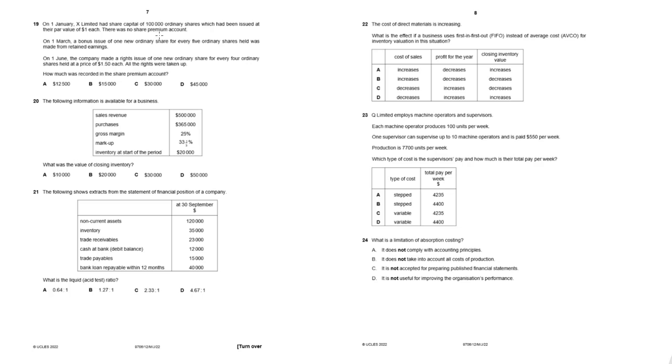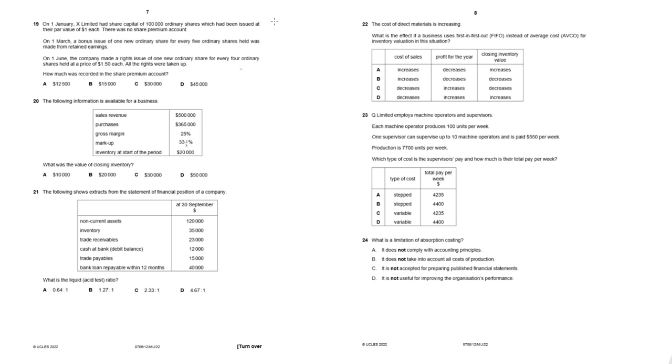On 1st Jan, X Limited had a share capital of 100,000 ordinary shares which had been issued at their par value of $1. There was no share premium. On March 1, a bonus issue of 1 for every 5 shares was made. On 1st June, company made its rights issue 1 for every 4 at a price of $1.5. All rights were taken up. How much was recorded in the share premium account?